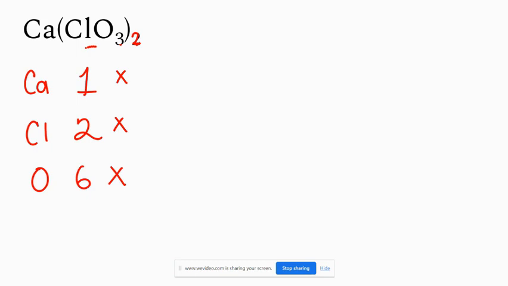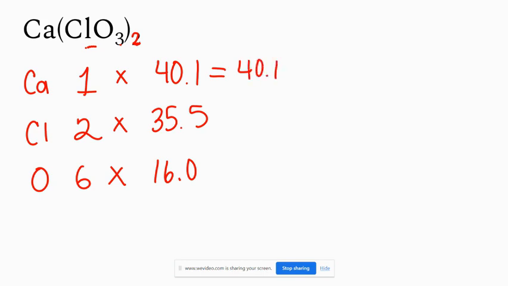All right. So for calcium, you should have gotten 40.1. Chlorine is 35.5. And oxygen, you should have 16.0. Anybody not able to get those values for their masses? Good? All right. So I'm going to multiply across. And I've got all my parts now.